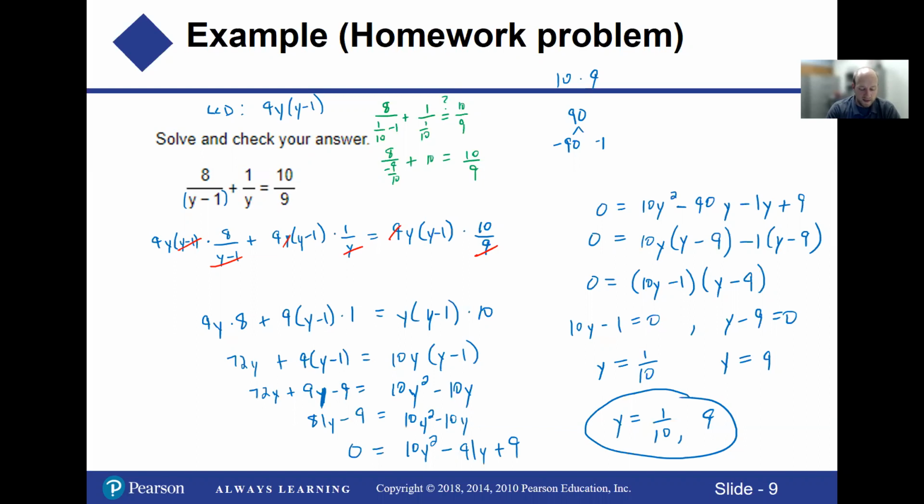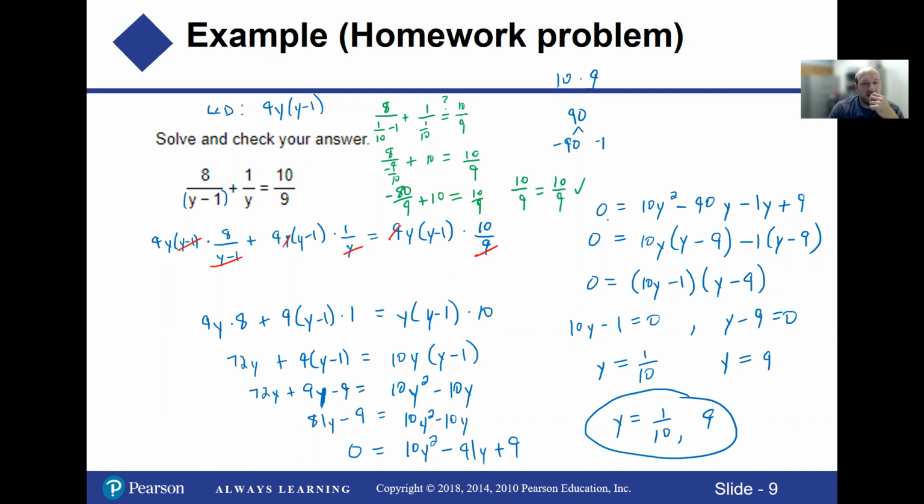Let me try that again. 8 divided by -9 over 10 gives me -80 over 9. That gives me -80 over 9 plus 10. Does that equal 10 over 9? Well, -80 over 9 plus 10 is in fact 10 over 9. So yes, 10 over 9 is equal to 10 over 9.